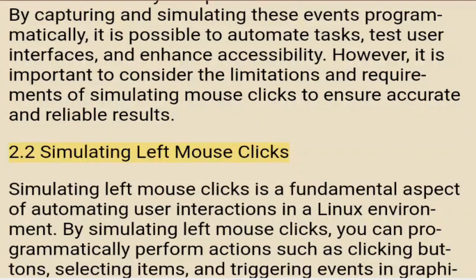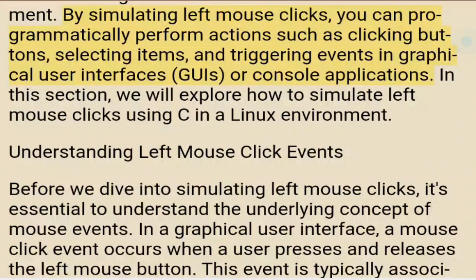2.2 Simulating left mouse clicks. Simulating left mouse clicks is a fundamental aspect of automating user interactions in a Linux environment. By simulating left mouse clicks, you can programmatically perform actions such as clicking buttons, selecting items, and triggering events in graphical user interfaces (GUIs) or console applications. In this section, we will explore how to simulate left mouse clicks using C in a Linux environment.